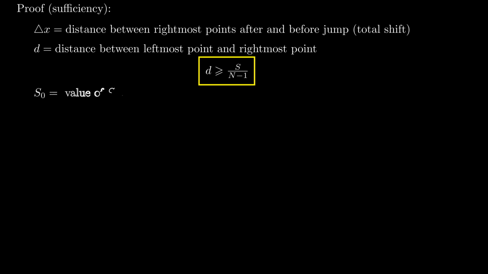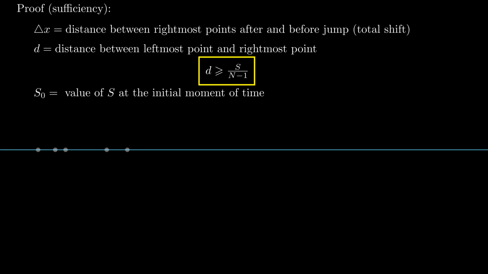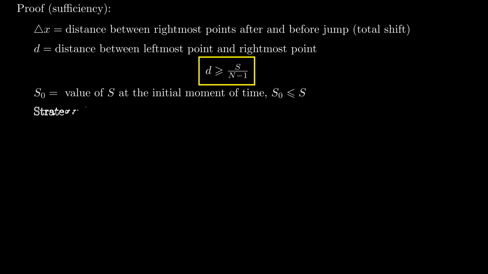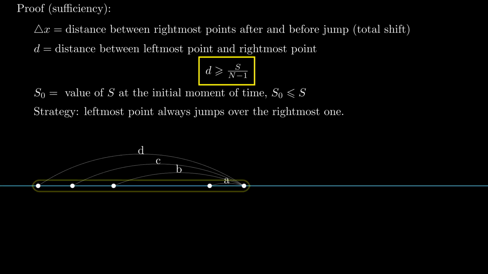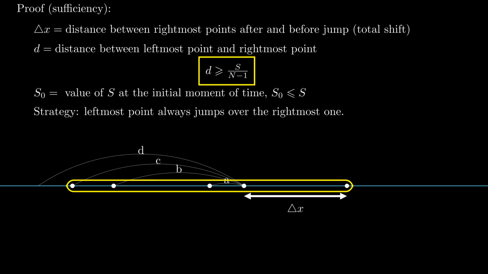Finally, denote by S0 the value of S at the initial moment of time when jumps haven't started yet. Due to the case we are considering, at any further moment of time, the value of S will be not less than S0. Now we propose a strategy according to which the leftmost point will always jump over the rightmost one, and prove that it works. Indeed, using the notations introduced above, we get a series of inequalities. Delta x is equal to kD, which is greater than or equal to kS divided by (n minus 1), which in turn is greater than or equal to kS0 divided by (n minus 1).